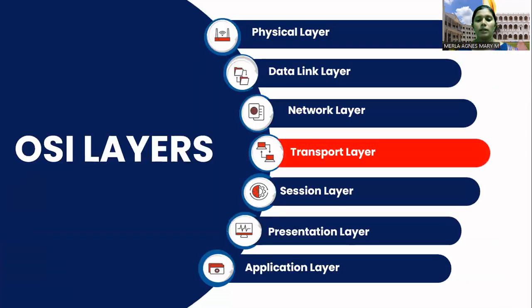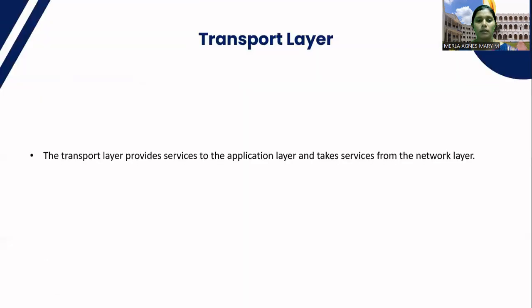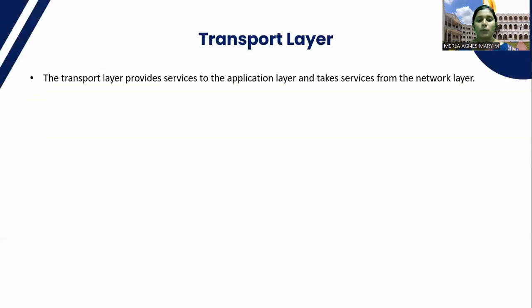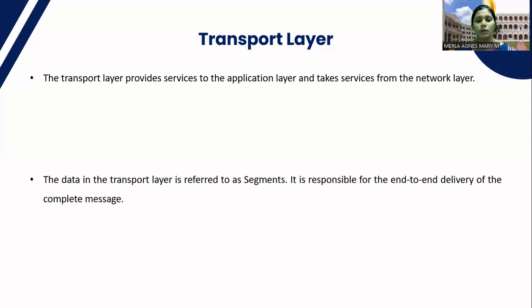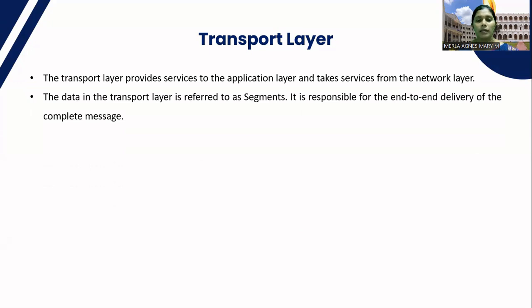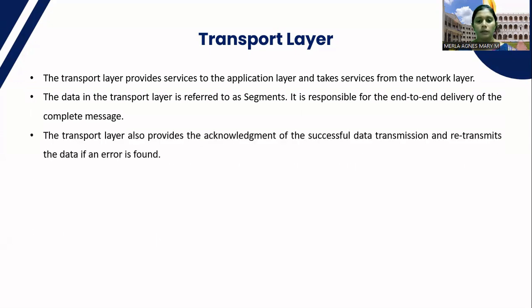And let's see the transport layer. The transport layer provides services to the application layer and takes services from the network layer. In the transport layer, the data is in the form of segments. The transport layer is responsible for end-to-end delivery. It is the only layer which acknowledges whether the receiver is receiving the data or not.